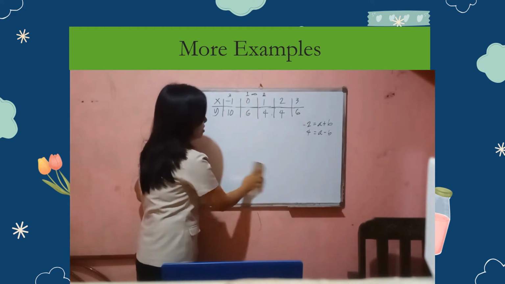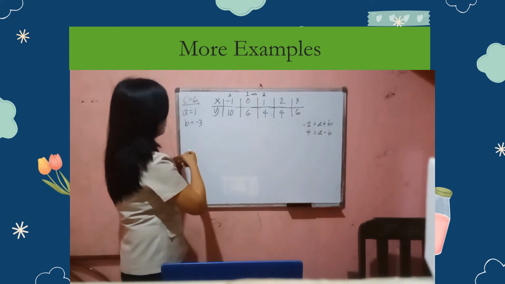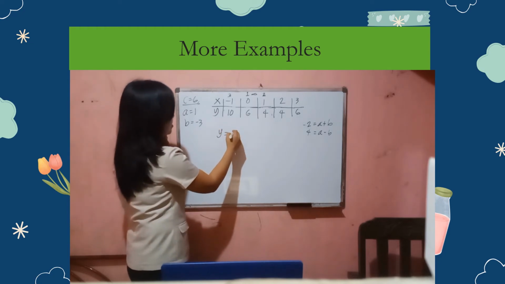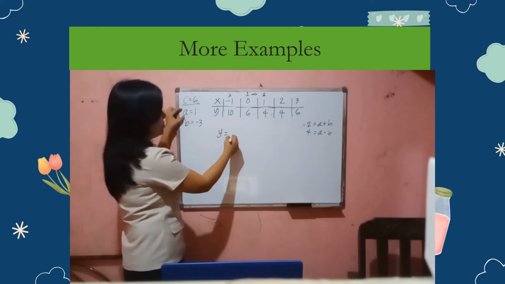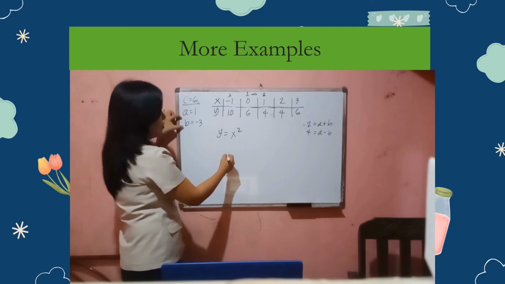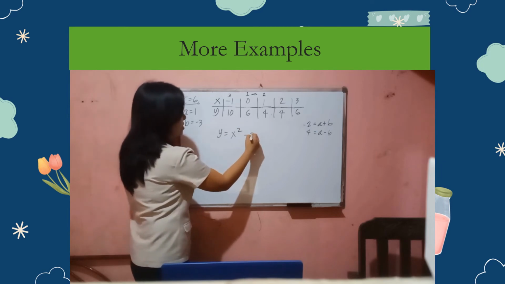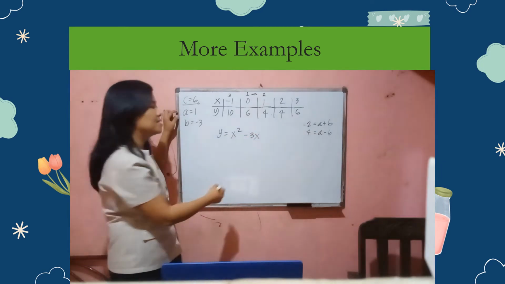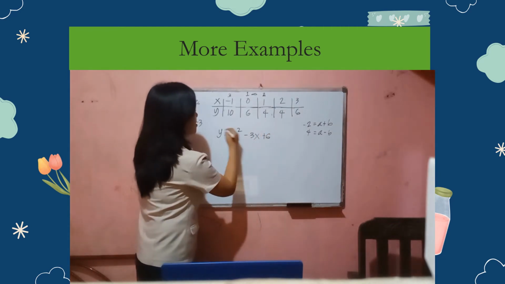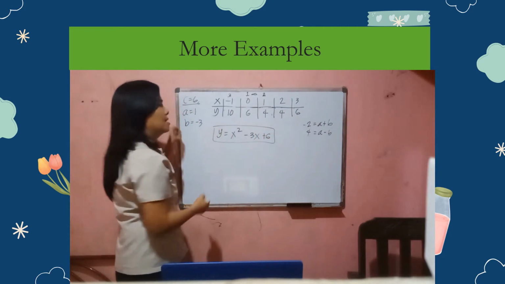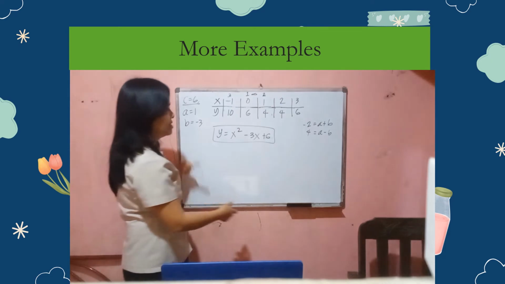Kasi tapos na yung A, B, C. Alam mo na kung ano. So, pwede ka na mag-substitute: A is 1, so that's x squared. B is negative 3, so that's negative 3x. Tapos yung C is 6. So, here is your equation, your quadratic equation.